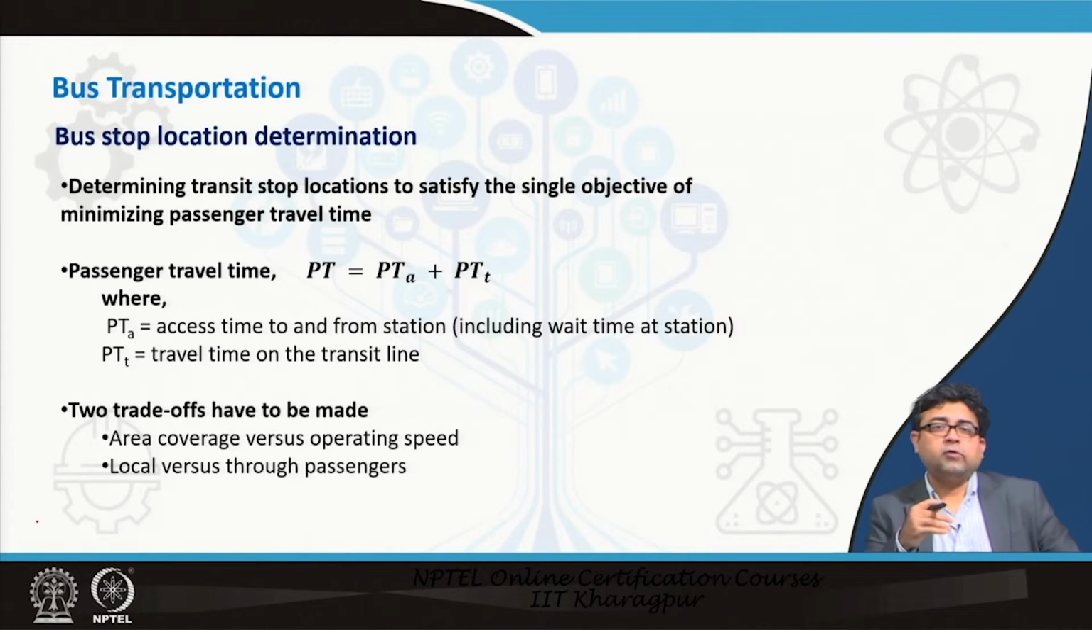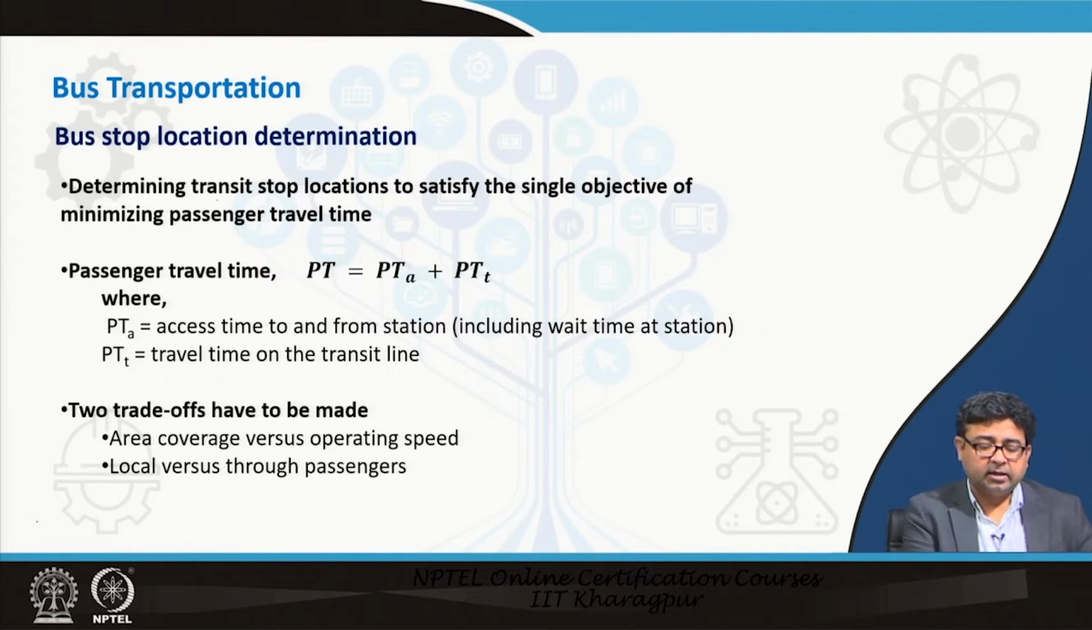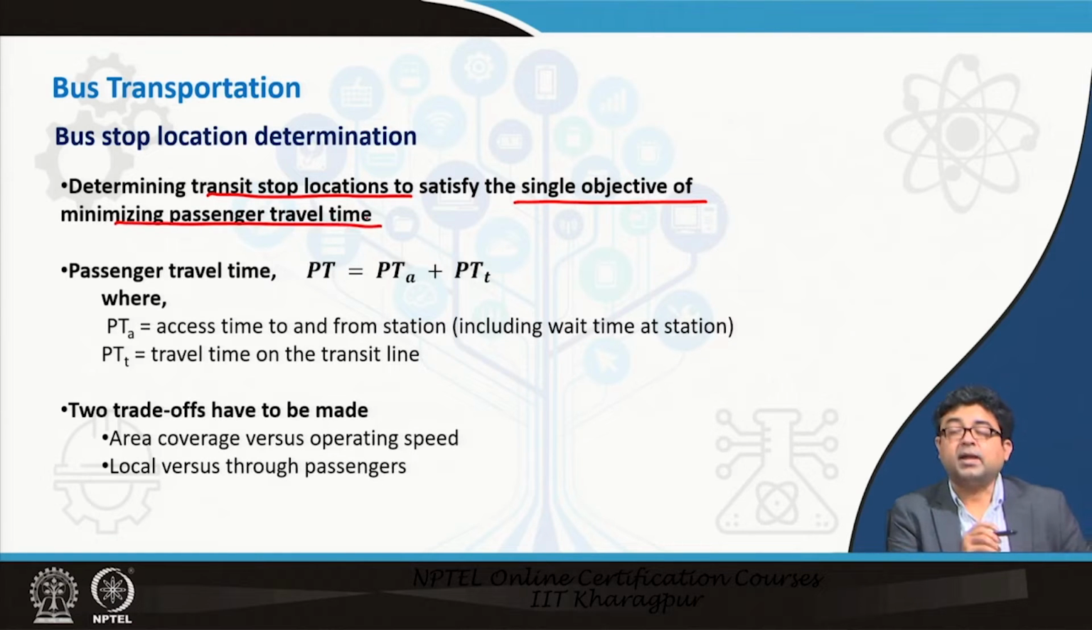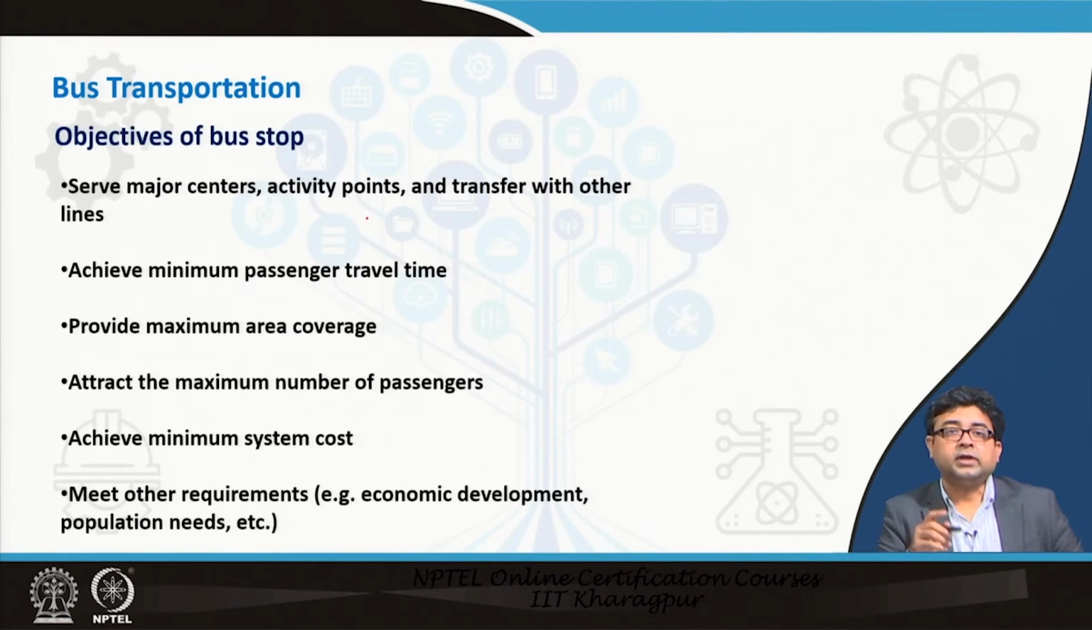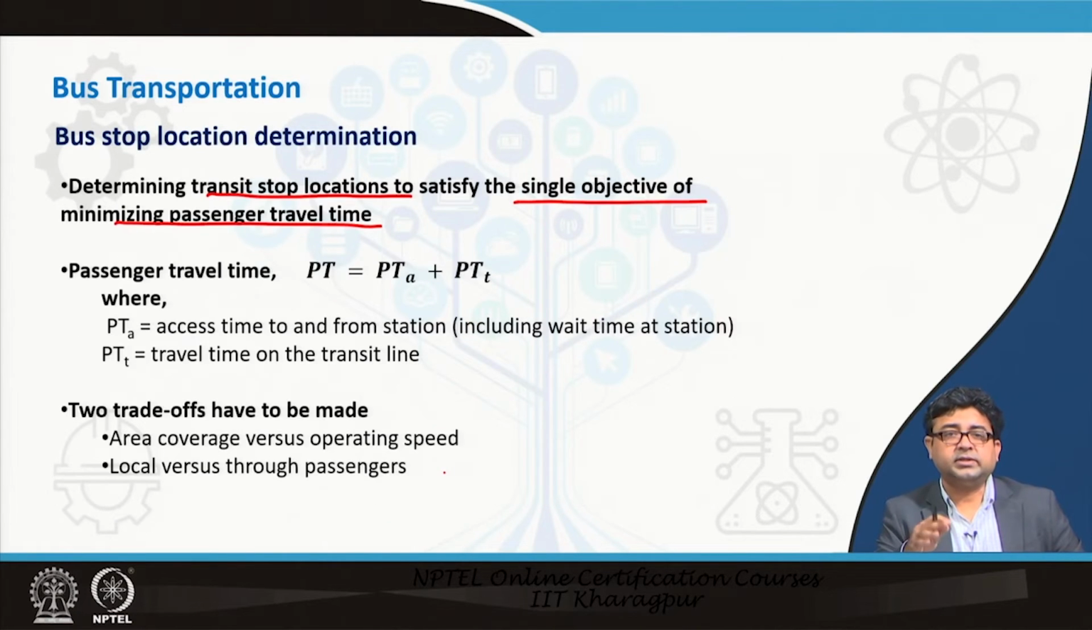So, for simplicity's sake, although you have to satisfy all of those objectives that we talked about, for the sake of developing a mathematical relationship or an equation, let us say that we are going to determine transit stop locations to satisfy just the single objective of minimizing the passenger travel time. Only one objective, right. So, that is the only one, and we are not considering any of the others for the moment, for simplicity's sake.